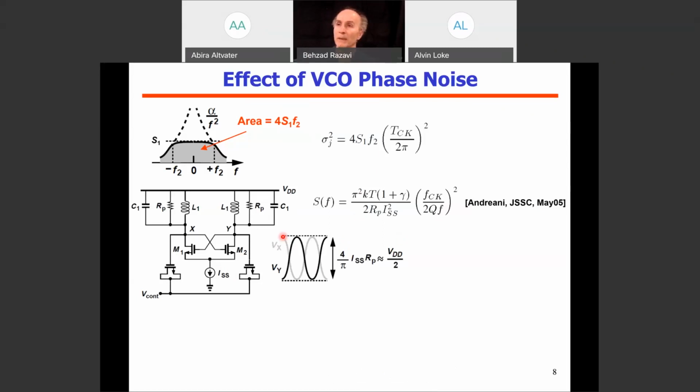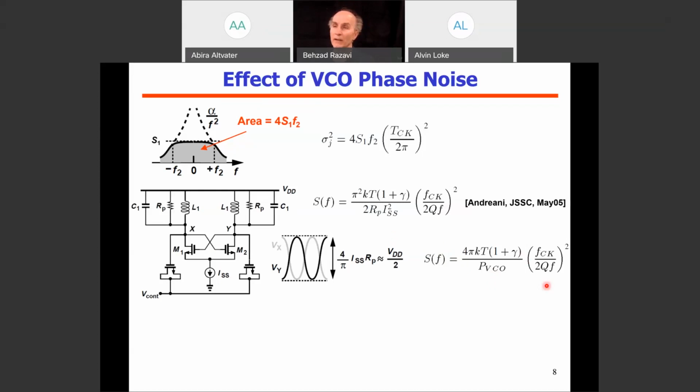Well, if you make that assumption, then we can replace RSS and RP in this equation in terms of the power consumption of the VCO, which is given by ISS times VDD, and that readily gives us this equation. So this equation is the phase noise of this particular oscillator as it trades with its power consumption, and some basic constants that we have.